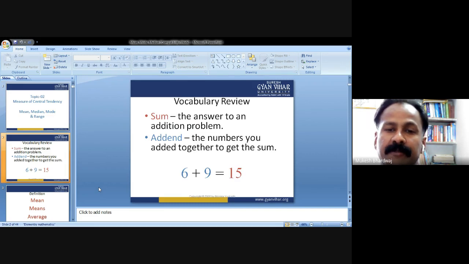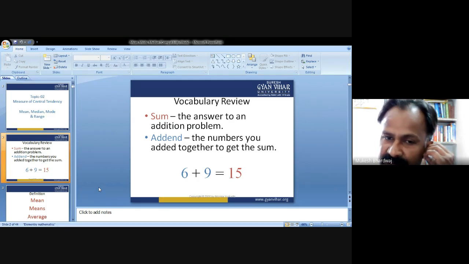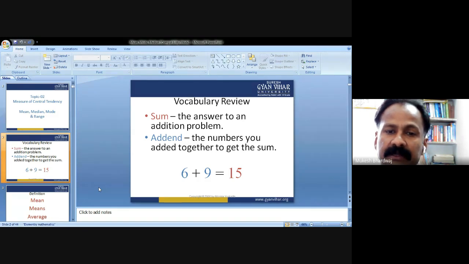Before starting the mean, we are going to do some vocabulary review. Sum, what do you mean by the sum? The answer to an addition problem is known as sum. Addend, the numbers you added together to get the sum. In future, I will always use the numbers as addend. The numbers which we are going to add are known as addend. Suppose 6 plus 9 are the numbers we need to add. These are known as addends and the sum is equal to 15.